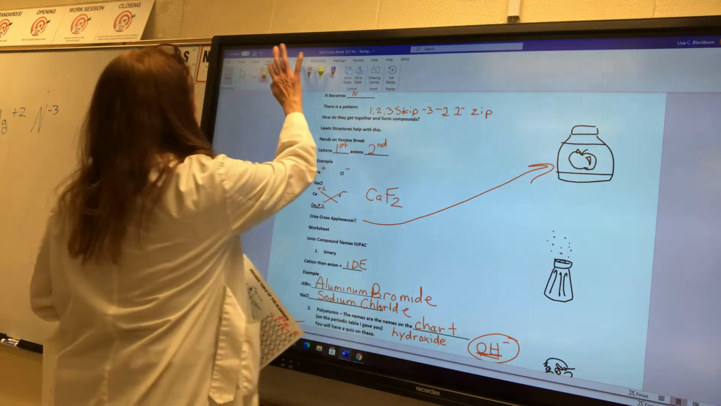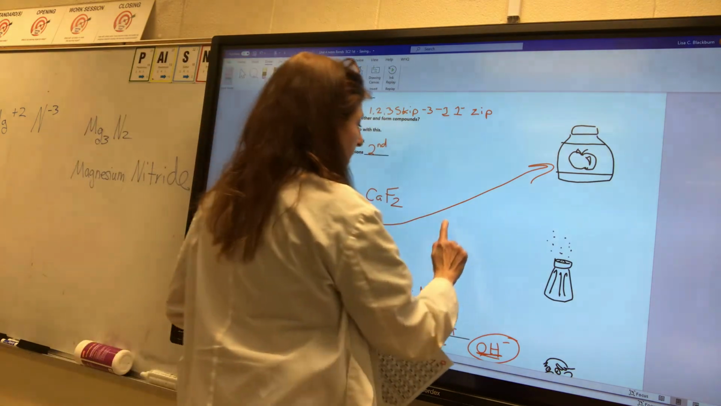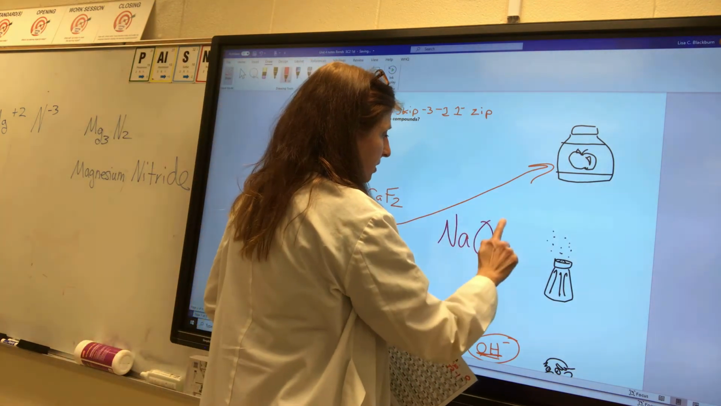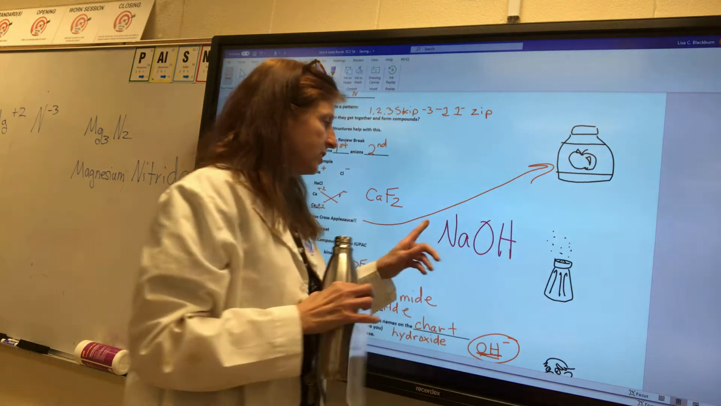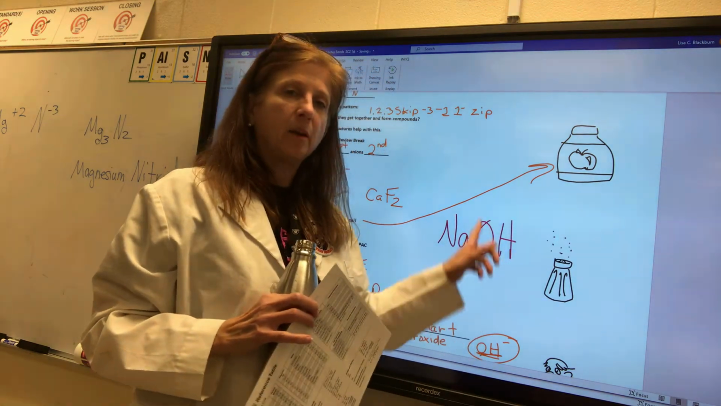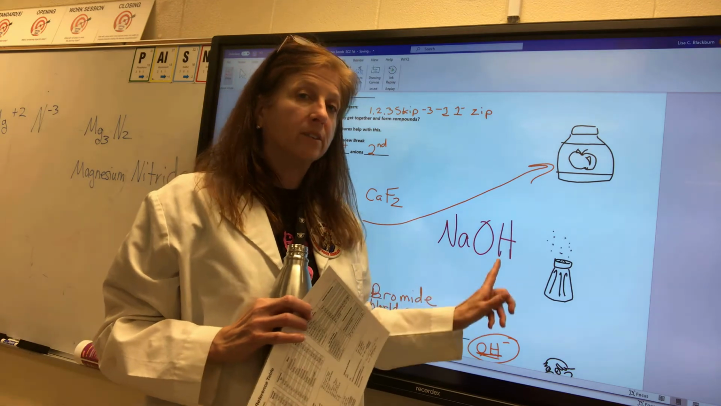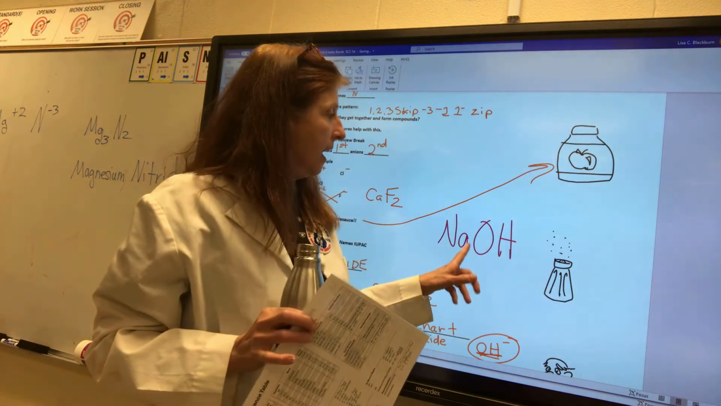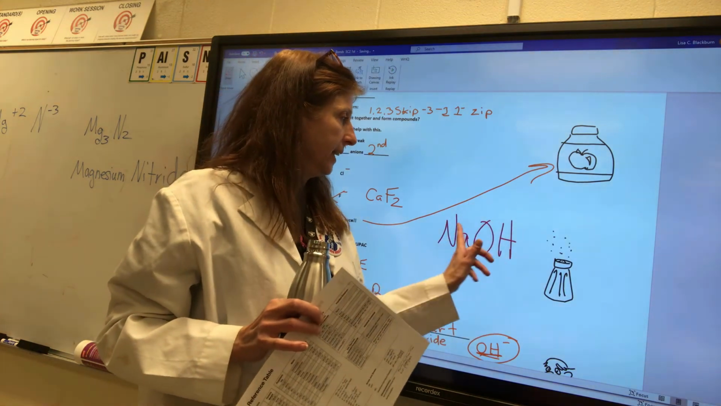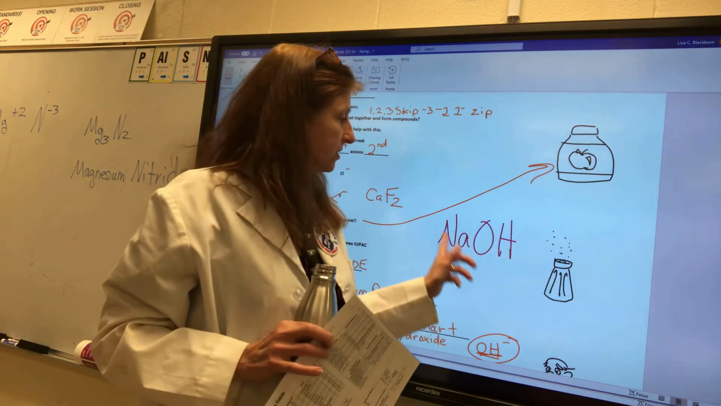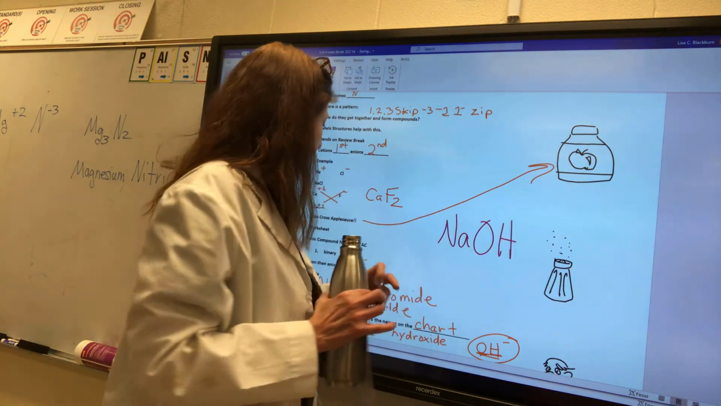Oh, we're not going to draw, we're going to erase. It's NaOH, and it's the sodium plus the polyatomic ion. See how we have two capital letters? That's how we know it's polyatomic. And its name is hydroxide. So sodium hydroxide.